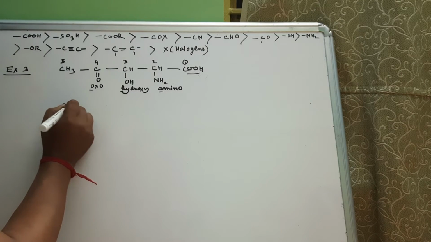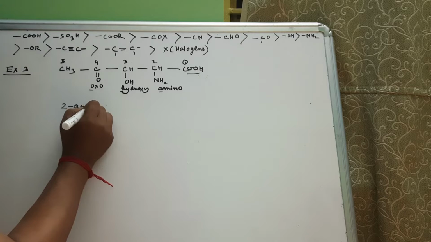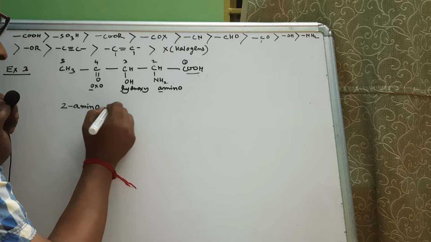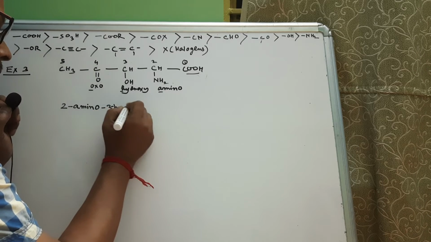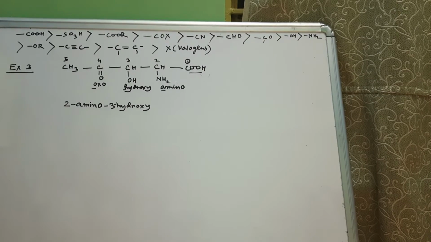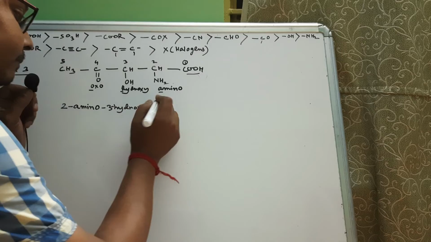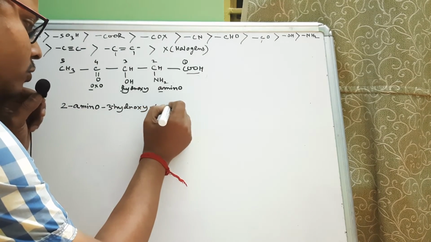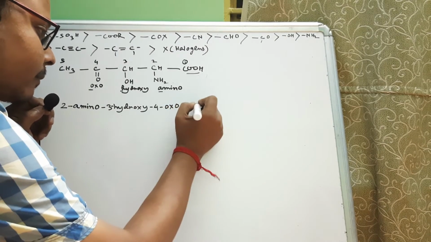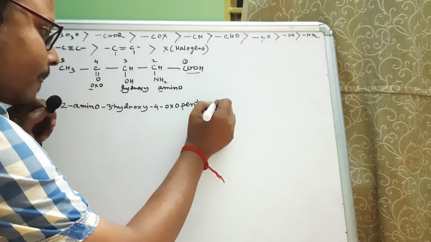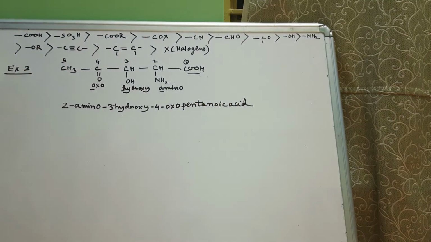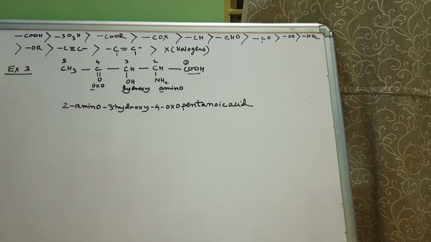So 2 amino, okay, then 3 hydroxy, 4 oxo, pentanoic acid. So: 2 amino, 3 hydroxy, 4 oxo pentanoic acid.